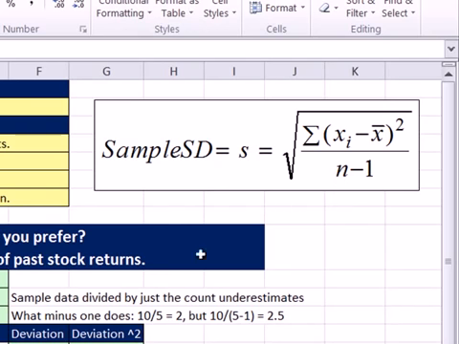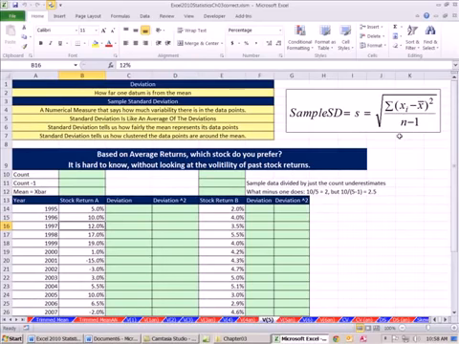Now, what does minus 1 do? If you think about this, what's 10 divided by 5? It's 2. Now, what if we subtracted 1 from that 5? It would be 10 divided by 4, it's 2.5. So what does that minus 1 do? It actually pushes up the result just a little bit. So if sample data divided by the count tends to underestimate, then the minus 1 is an adjustment that brings up the number just enough to make it more accurate. All right, so that's our formula. That's a pretty fancy formula. Let's see how to do this.